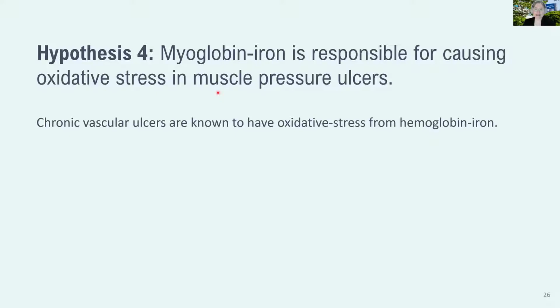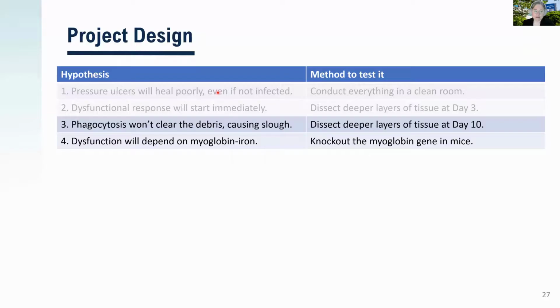So let's look at testing the next two hypotheses. So phagocytosis won't clear the debris causing slough. We'll dissect at a later time point, and to see whether there's a myoglobin iron problem, oxidative stress from myoglobin, what we're going to do is knock out the myoglobin gene in mice.